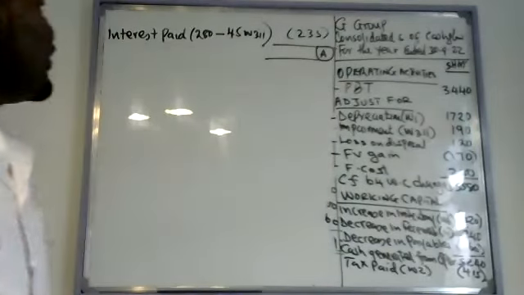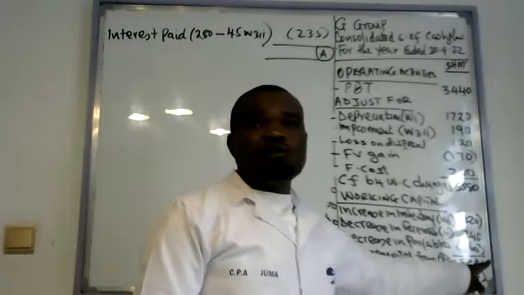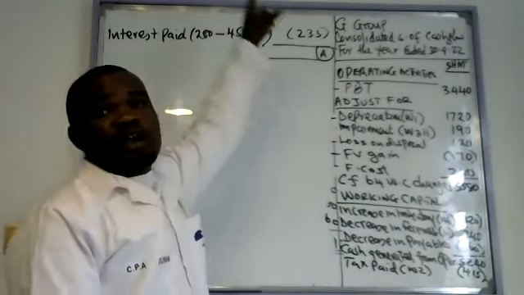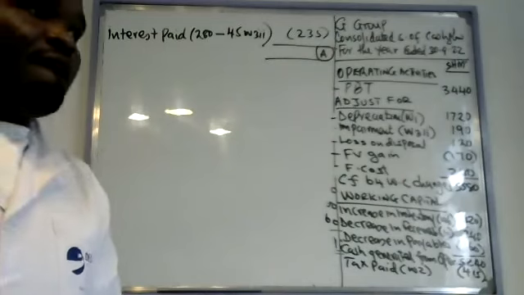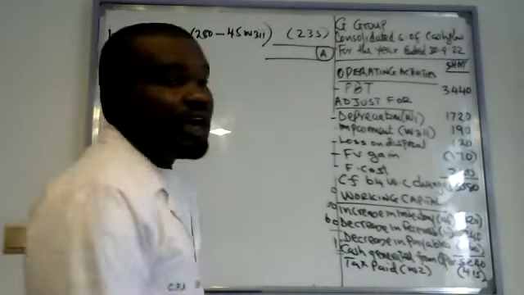So help me with the cash flow from operating activities. Take 5240 minus 415 minus 235. What do you get? We are done with operating activities. What do you get? 4590.